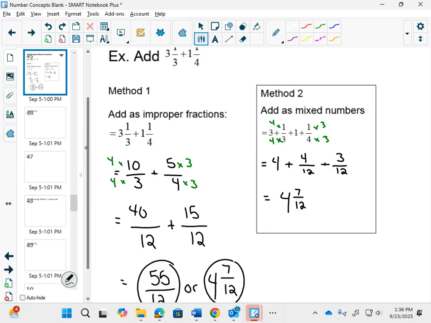And I've seen sometimes people do this, but they write the 3 and 1/3 as 3 and 4/12. And they write the 1 and 1/4 as 1 and 3/12. They write it like that. And then they add the big numbers together in 4 and add the fractions together. And get the answer that way as well.